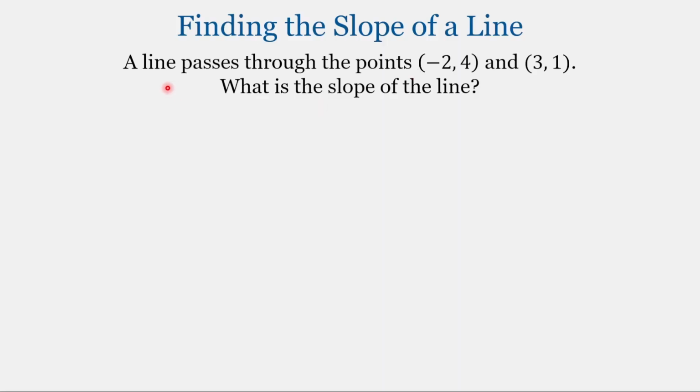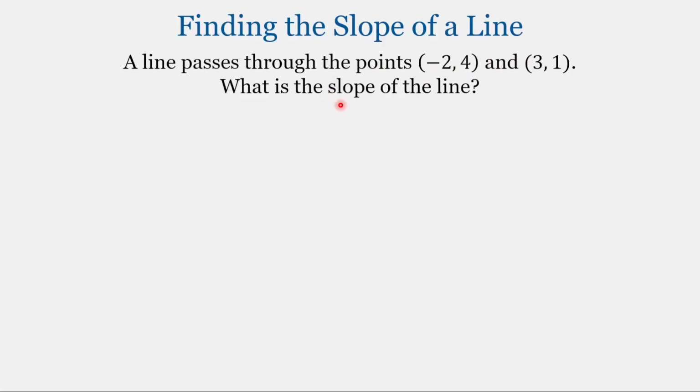In this example, we are told that a line passes through the points, and then we're given 2 points, 2 ordered pairs, (-2, 4) and (3, 1). And we're asked to find the slope of this line. So if we know any 2 points that are on a line, we can find the slope of that line.